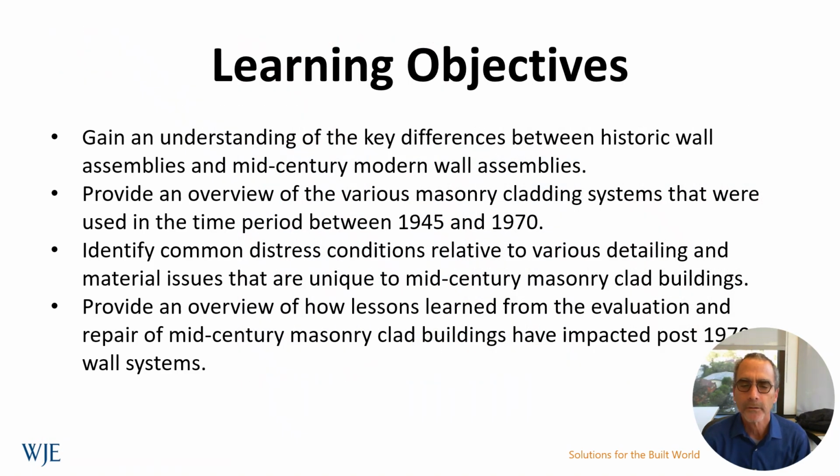Learning objectives include gaining an understanding of the key differences between historic wall assemblies and mid-century modern wall assemblies, to provide an overview of various masonry cladding systems that were used in the time period between 1945 and 1970, to identify common distress conditions relative to various detailing and material issues that are unique to mid-century masonry-clad buildings, and to provide an overview of how lessons learned from the evaluation and repair of mid-century modern masonry-clad buildings have impacted post-1970s wall systems.